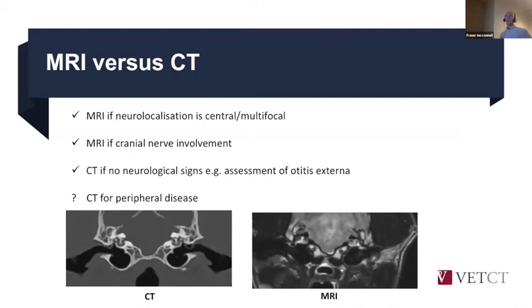So essentially, for the choice of MRI or CT, if we have central localization or multifocal localization, MRI is undoubtedly going to be preferred. Now, that's not to say that we can't see some central causes of vestibular disease. Things like cerebellopontine angle meningiomas or large brainstem masses we'll certainly see on a CT.